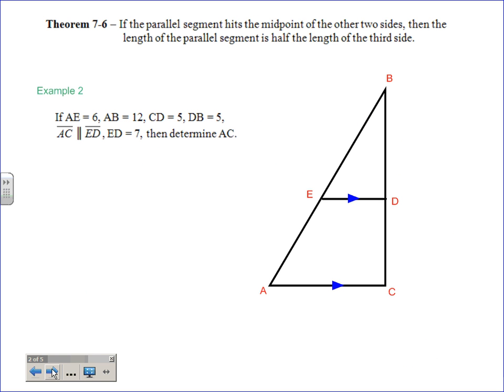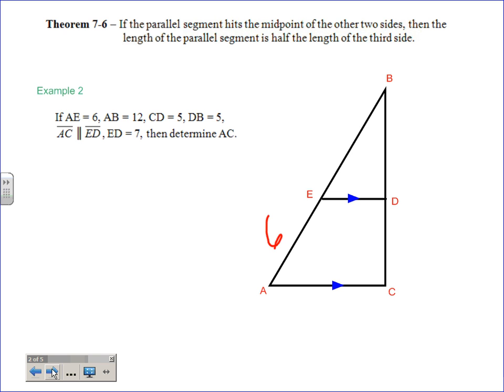So in this one, there's another theorem. It says if the parallel segment hits the midpoint of the other two sides, then the length of the parallel segment's half the length of the third side. Wow, that's really wordy. Well, let's take a look at what that means. It means it's hitting the midpoint. Well, let's find out if it is.